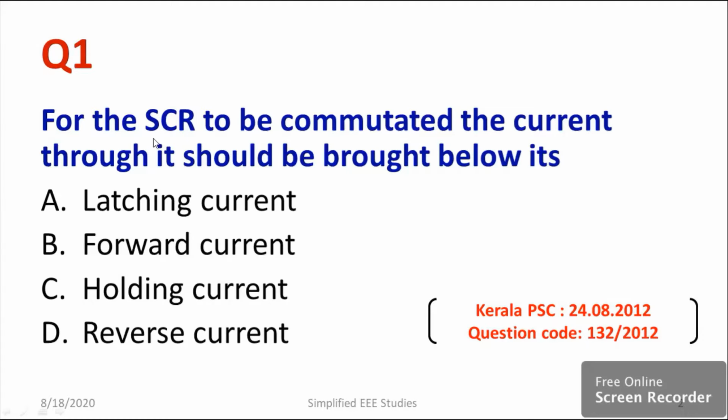So the answer for this question: what is commutation? Commutation is nothing but the method of turning off an SCR. To turn off the SCR, the anode current should be less than the holding current. So I can go for option C. Let us understand more about the silicon controlled rectifier.